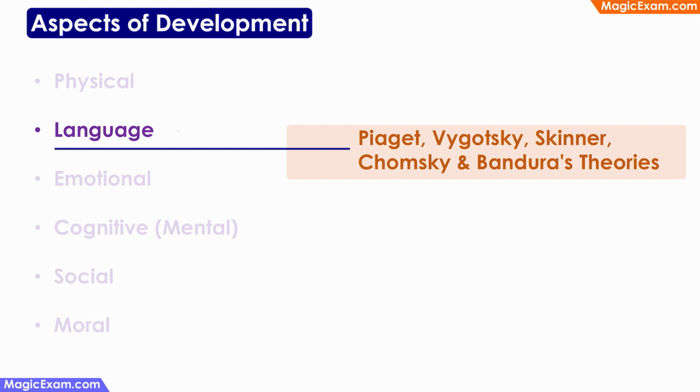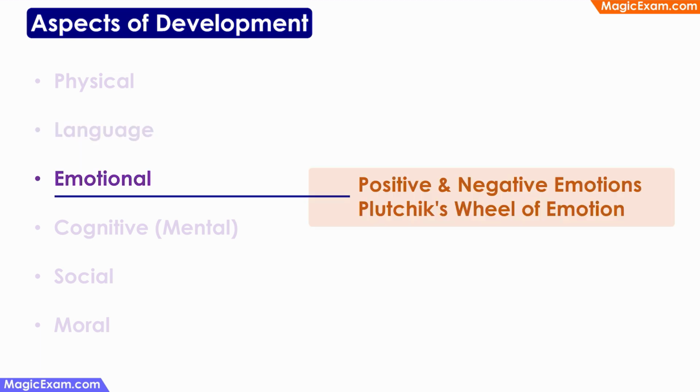When we look at language development, we will look at the various theories developed by people like Piaget, Vygotsky, Skinner, Chomsky and Bandura. When we look at emotional development, we will study about what are positive and negative emotions and how they affect learning. And we will also look at an interesting concept called Plutchik's wheel of emotion.